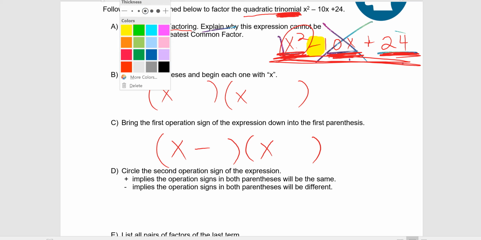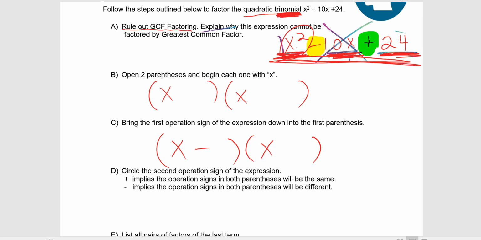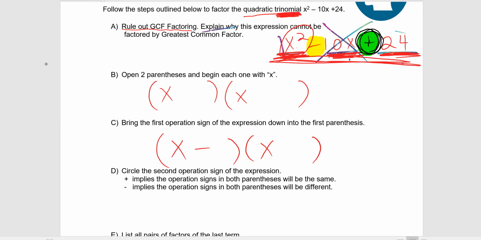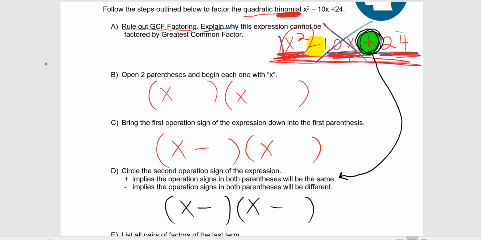Circle the second operation sign of the expression. This one's much more important than that first sign. It's going to come up. We're going to have to do two different things with it. First of all, a plus sign like we have here implies that the operations in both parentheses will be the same. So whatever this one was, that x minus, the next one will be the same if this is a plus sign. If that was a minus sign, we would have purposely made them different.